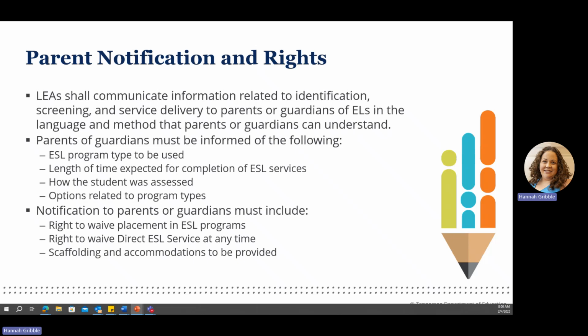LEAs shall communicate information related to identification, screening, and service delivery to parents or guardians of ELs in the language and method that parents or guardians can understand. Parents or guardians must be informed of the following: the ESL program type to be used, the length of time expected for completion of ESL services, how the student was assessed, and the options related to program types, if there are a variety of program types in the LEA.